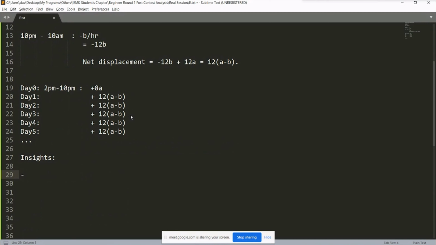The first thing that we notice is, suppose the distance to be covered is less than equal to 8A. Guys, am I audible? Could someone confirm? I'm not even sure if I'm in a meeting. Yes, you are audible.